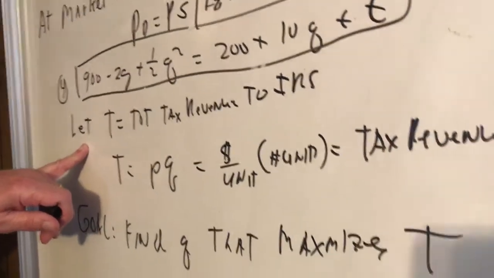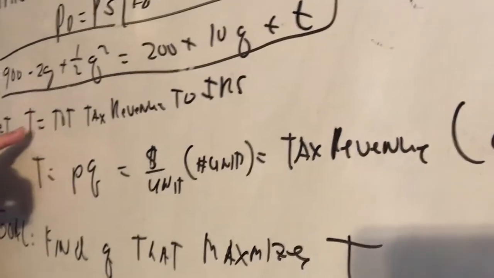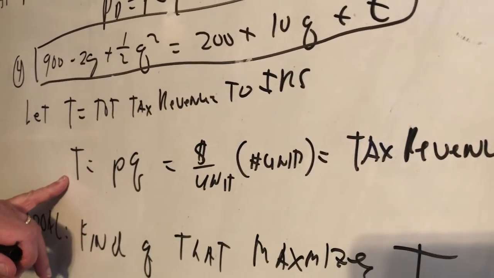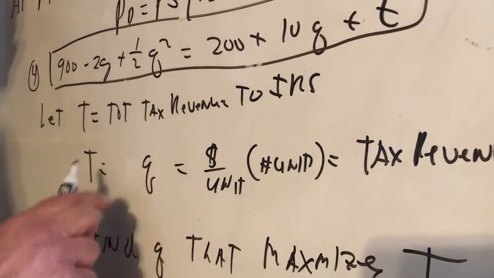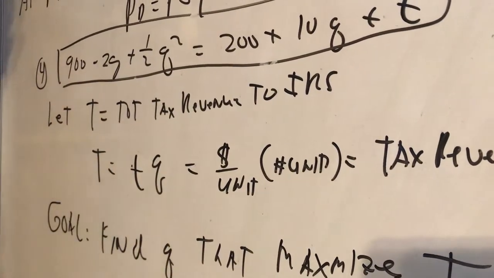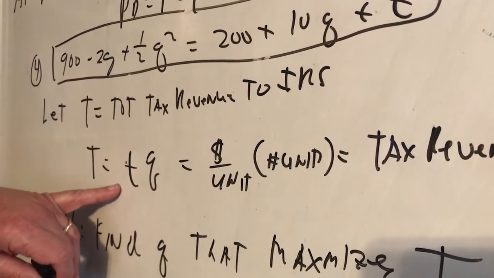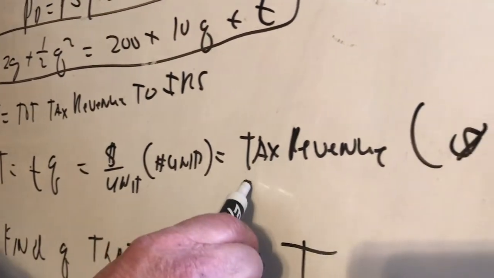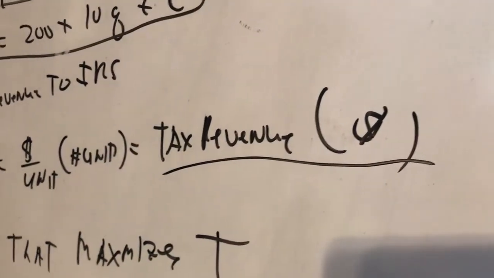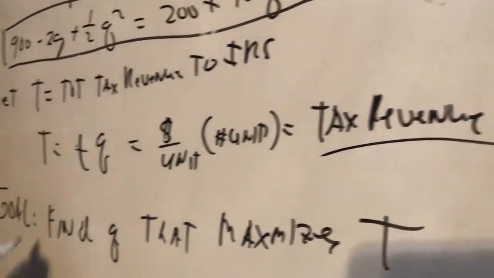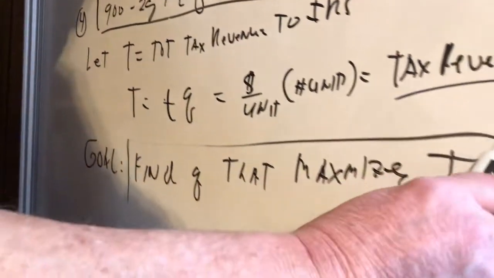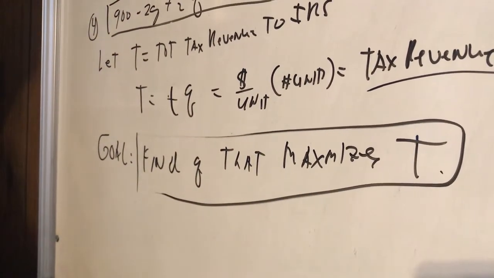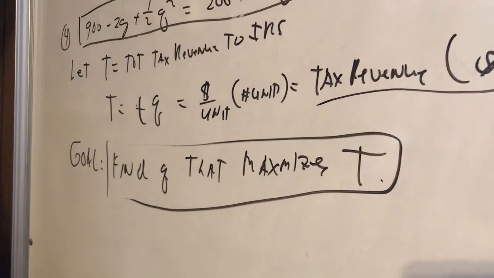Now, we're not interested in little t, really. We're interested in the total tax revenue to the IRS. That's going to be the tax per unit times the number of units. That would be the total tax revenue given to the IRS. Now, what's our goal? Our goal is to find a number of units that maximizes the tax revenue to the IRS. So this sounds like a derivative problem.